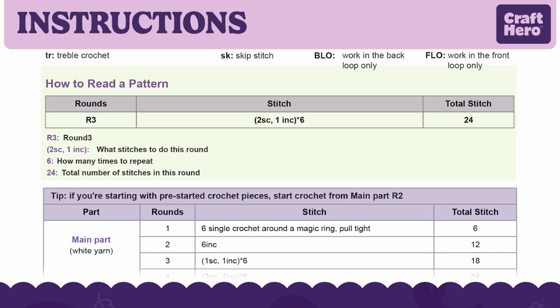Now we will show you how to read the pattern. Take this line for example. R3 means round 3. 2 SC, 1 INC means 2 single crochet, then 1 increase. This is one sequence. 6 means repeat the sequence 6 times. 24 means you will have 24 stitches at the end of this round.